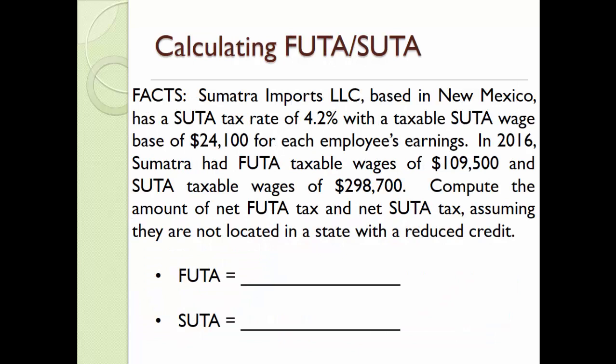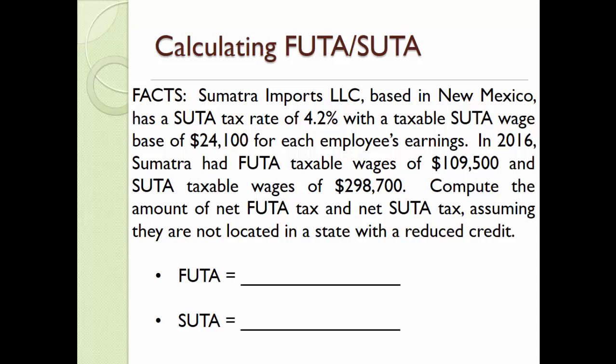How do we calculate it? Let's take a look at one example really quick here. Sumatra Imports, based in New Mexico, has a SUTA tax rate of 4.2%, with a taxable SUTA wage base of $24,100 for each employee's earnings. In 2016, Sumatra had FUTA taxable wages of $109,500 and SUTA taxable wages of $298,700. So we need to compute both.